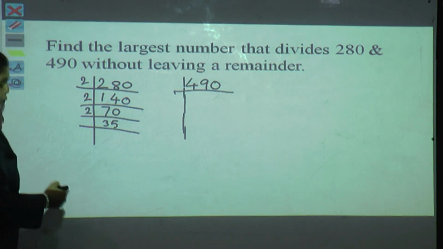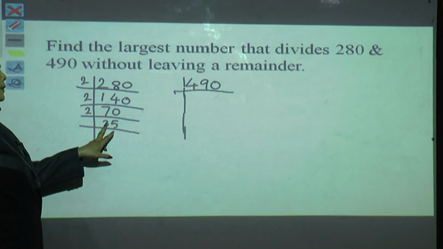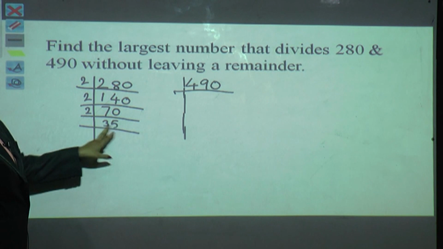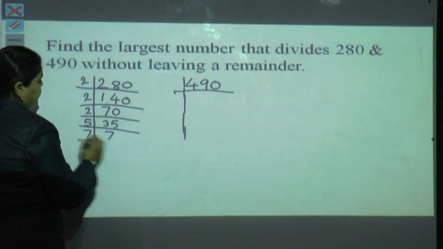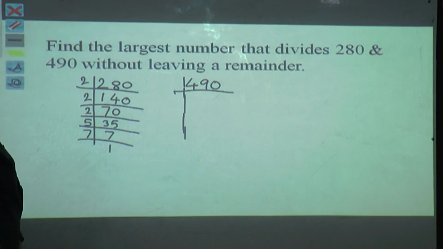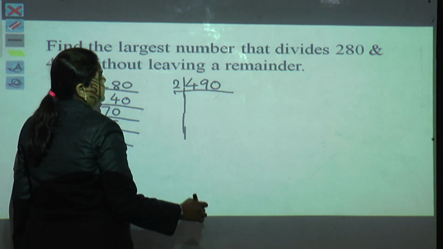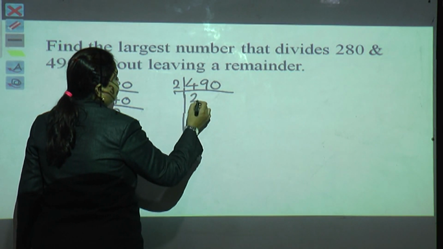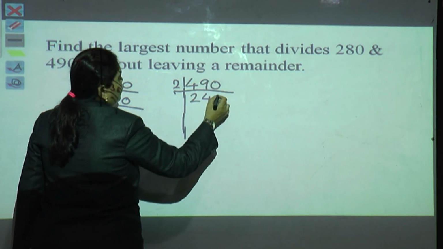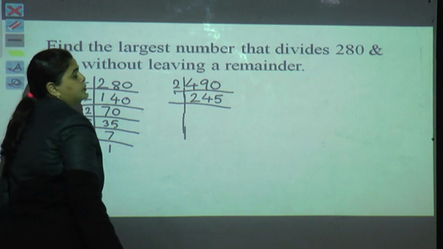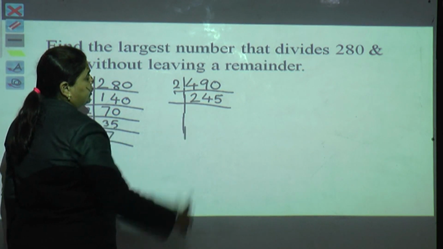Now can you go for 2? No, because we don't have an even number here. So we will try with 3. 5 plus 3 is 8, so we are unable to go with 3. We go directly with 5: 5 7s are 35, and 7 1s are 7. Here again we have 0 in the ones place, so it is divisible by 2. 2 2s are 4, 2 4s are 8, 1 left here, 5, 1 and 0 is 10, 5 2s are 10. We don't have an even number here, so we are unable to go with 2.